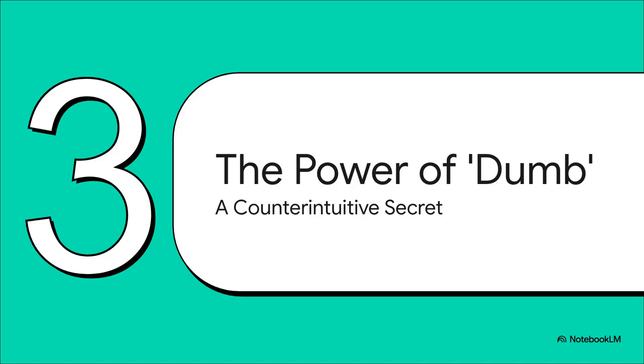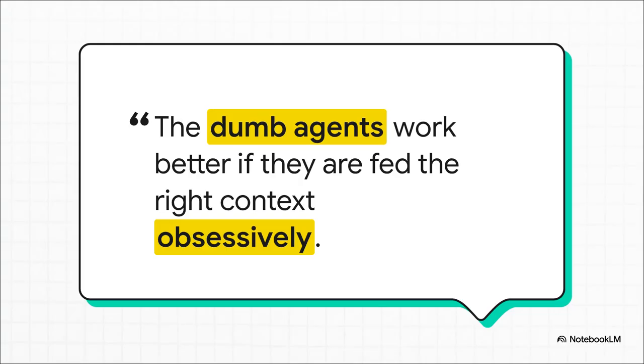And this brings us to a secret for building solid AI systems that sounds, well, completely backwards. The goal isn't to build the smartest agent you can possibly imagine. It's actually the exact opposite. Just let that sink in for a second. The best, most reliable agents are often the simplest ones, as long as, and this is the key, you are absolutely obsessive about feeding them clean, structured, and relevant information.